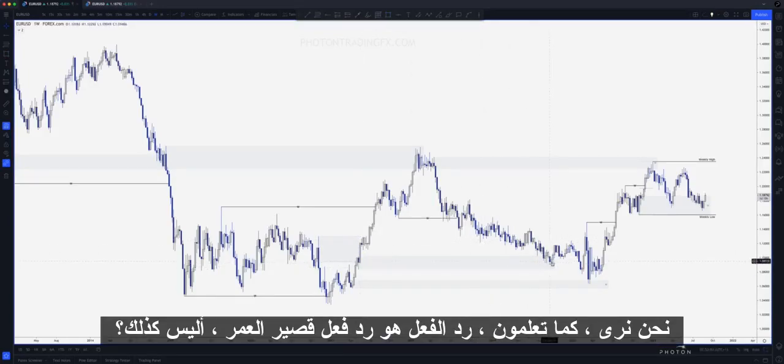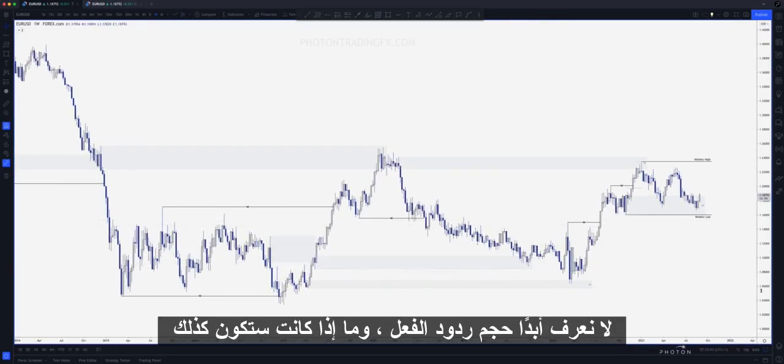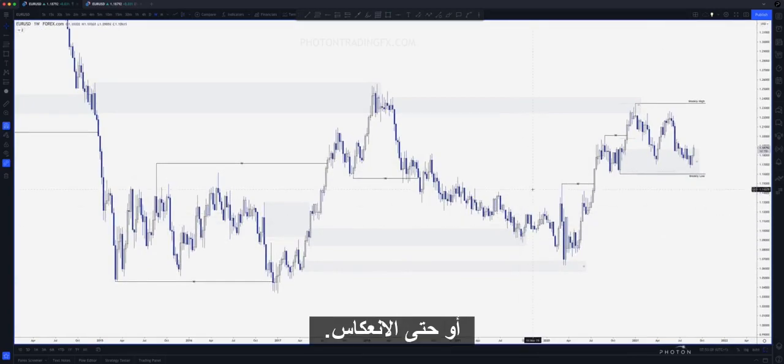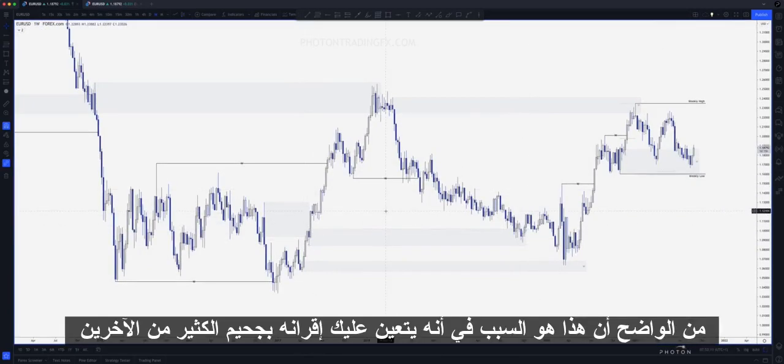And then we do see a short-lived reaction. We never know how big the reactions are going to be, whether it will be just a small bounce, a more sustained pullback, or even a reversal. That's obviously why we have to pair it with a hell of a lot of other confluence.